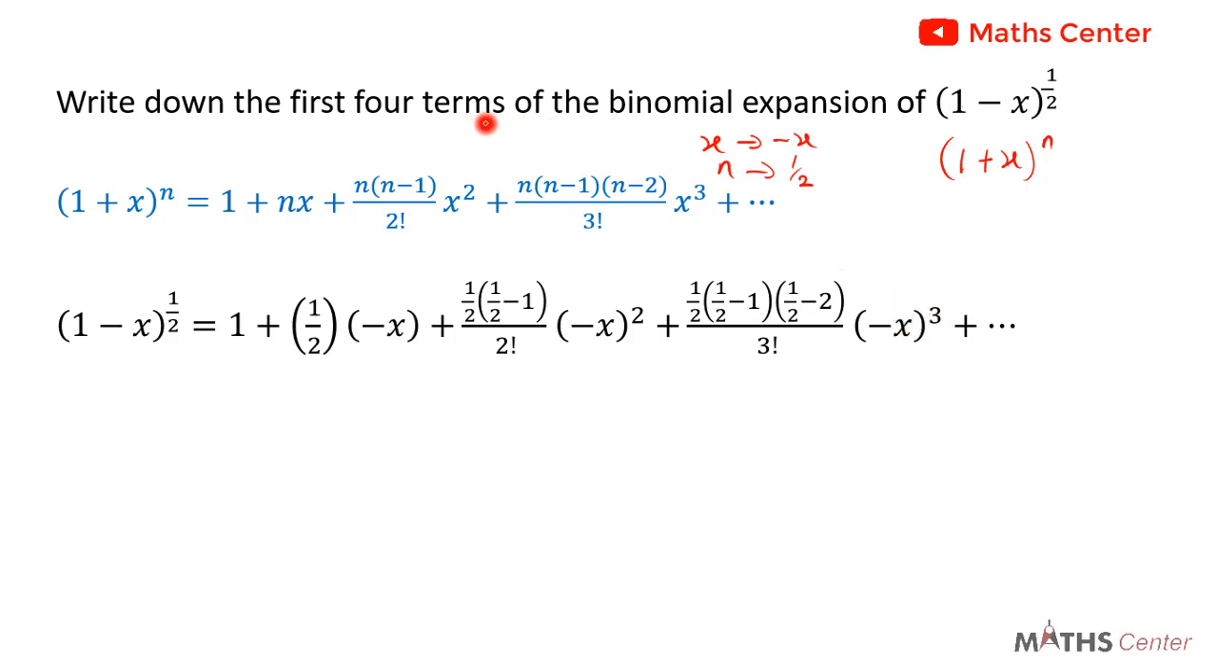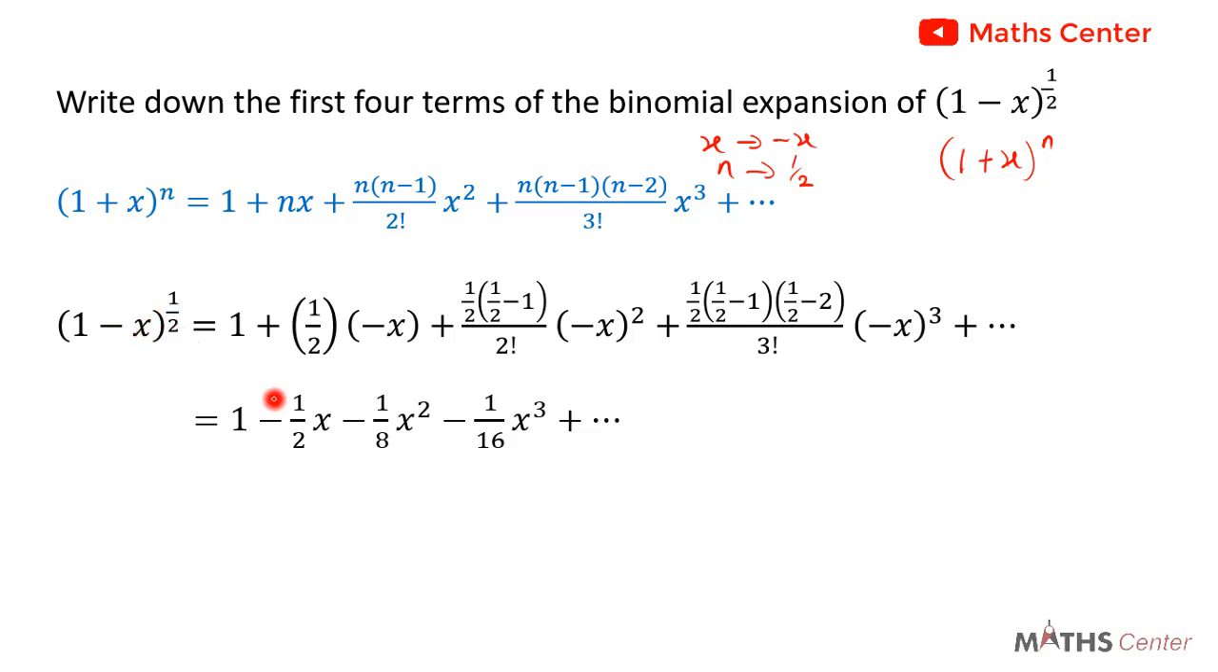We are writing down the first 4 terms, and this is the 4th term. So you bring the addition sign and the 3 dots to show that there are other terms that follow this. Let's simplify this. This will give us 1 minus half x minus 1 divided by 8 x squared minus 1 divided by 16 x cubed plus then the 3 dots to show that there are other terms that follow this. So these are the first 4 terms of the expansion of (1 - x) exponent half.